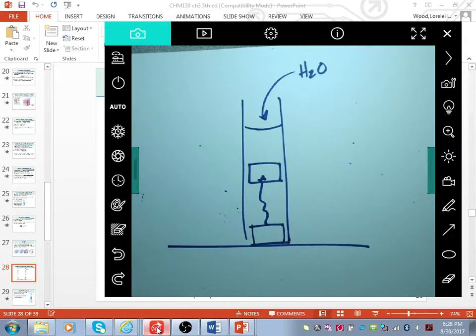So the density of salt water, could you make a prediction about the numerical value of the density of salt water? Would it be greater than 1 or less than 1? Greater than 1, right? So you add salt to it, it's going to make it more dense, which makes your buoyancy more apparent.